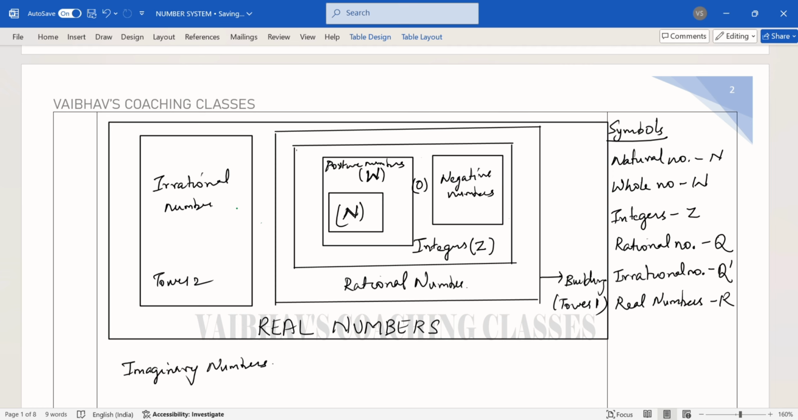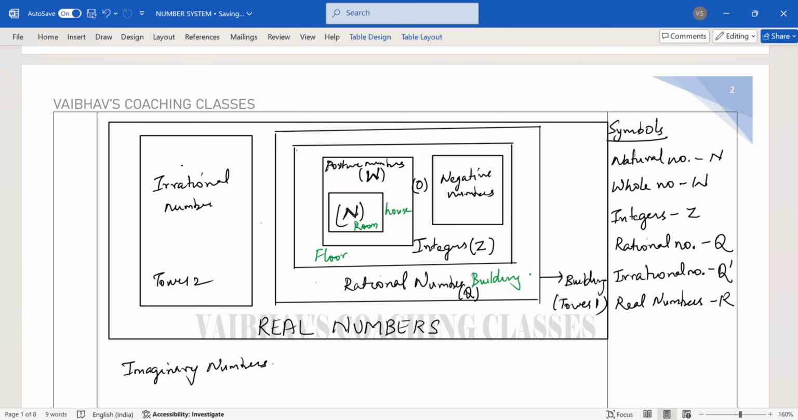And now, this is your room, and this is your house. Your neighbor's house is negative, so this whole thing, integers, is nothing but your floor. And the whole building, everything together, is nothing but the rational numbers. And rational numbers are represented by the letter Q.